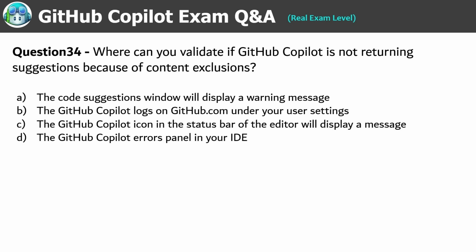Question 34. Where can you validate if GitHub Copilot is not returning suggestions because of the content exclusion? So the answer is C. The GitHub Copilot icon in the status bar of the editor will display a message. So at the bottom, where the GitHub Copilot icon is, you'll see that message in the status bar.